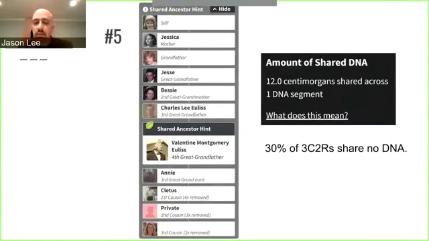In this case, we have a 12 centimorgan relationship, so we would appear to be out of the danger zone. It's still a fairly distant match. We should remember from the table that I put up earlier, as many as 30% of third cousins twice removed would be predicted to share no DNA. So here, maybe we're in the luckier 70%, 12 centimorgans of shared DNA.